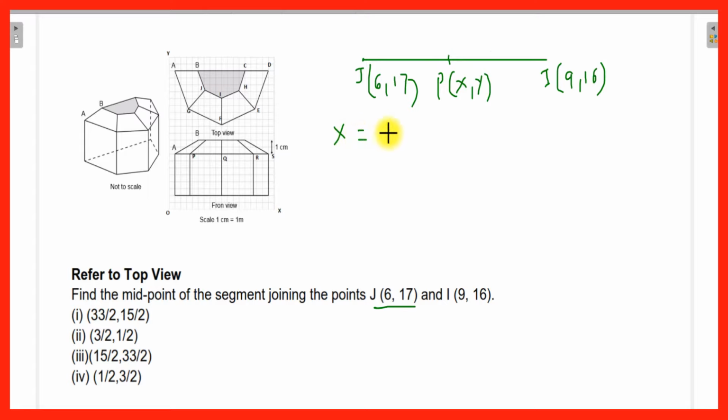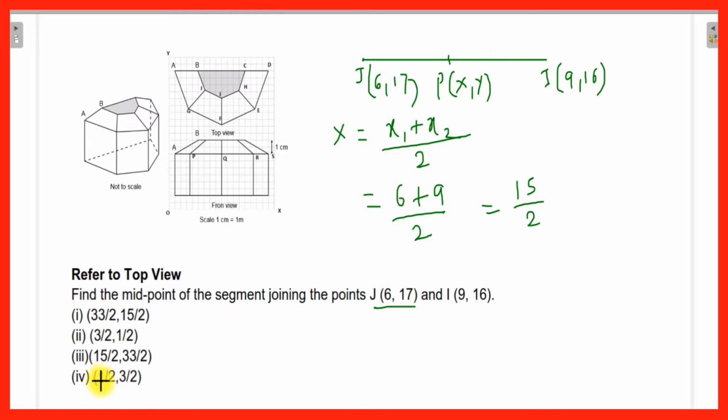So x is equal to what? x is equal to (x1 + x2) upon 2. Now here, x1 is 6 and x2 is 9, and therefore it will be (6 + 9) upon 2, and that is equal to 15 upon 2. Now you have got the x coordinate as 15 upon 2.